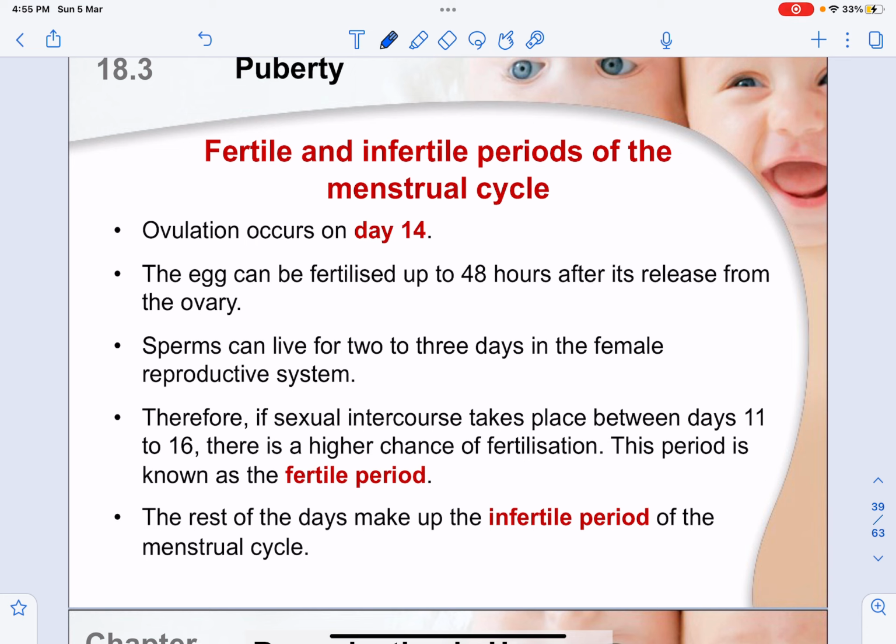For the fertile and infertile periods of the menstrual cycle, ovulation occurs on day 14, and the egg can be fertilized up to 48 hours after its release. The sperm can live for 2 to 3 days inside the female reproductive system, and this is the period where you would be the most fertile. If you have sexual intercourse during this period, there is a very high chance that fertilization can occur, and hence the rest of the days make up the infertile period.